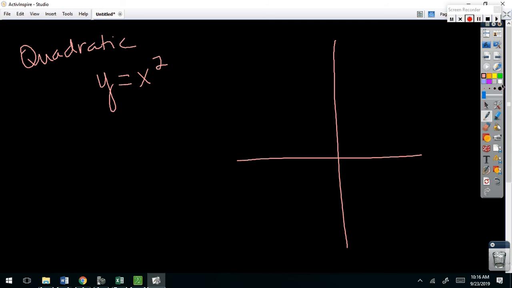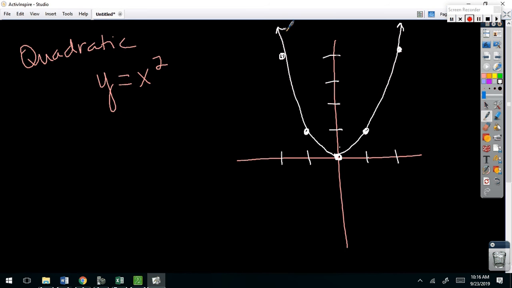All right. 0, 0, and you can just plot some points here, so you see 1 squared is 1, 2 squared is what? 4. Then if I go on the other side, it's kind of like absolute value, because whenever you square something, you're always positive, right? So if I square negative 1, I get positive 1. If I square negative 2, I get positive 4. So I end up with this nice parabola. Looks like this. Again, no transformations have been done to it. This is the parent.